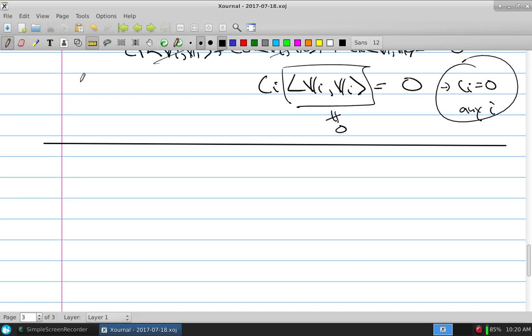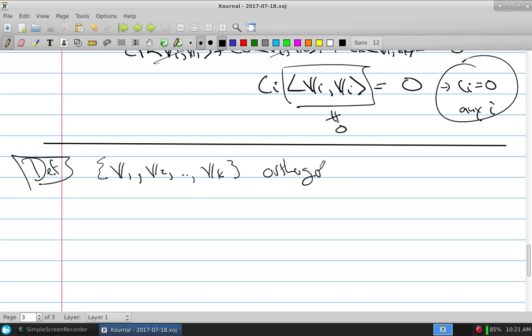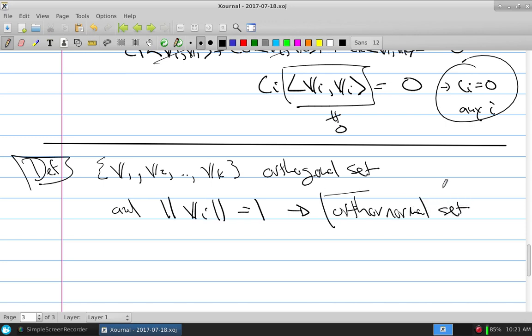Now, the next one would be if V1, V2, up to VK is an orthogonal set, and the length of any of the vectors is 1, we would now call this an orthonormal set. Orthonormal sets are orthogonal sets. It's just that when I take the length of every one of them, I get 1.